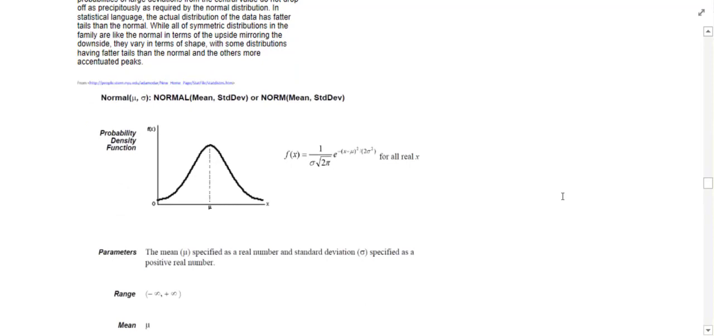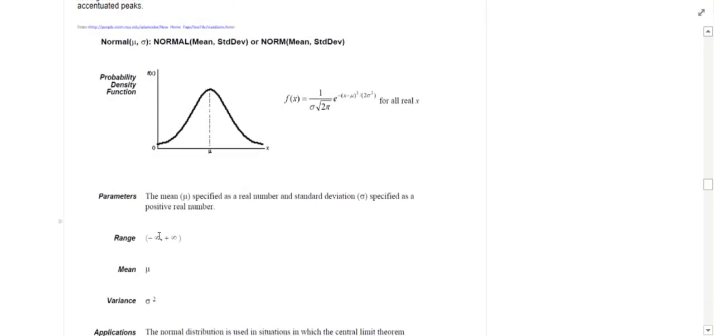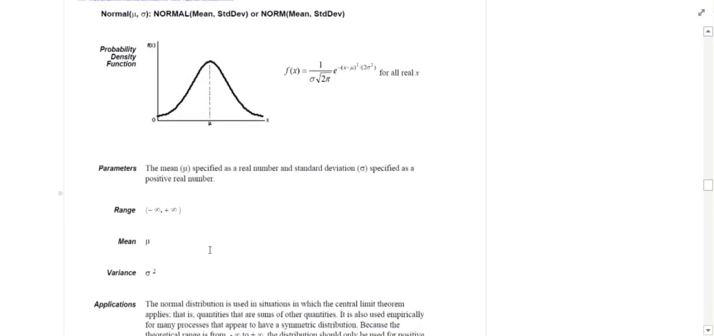So if we go to ARENA nomenclature again, the mean, mu, and standard deviation, sigma, are shown here, and that's really all you need to specify, or to characterize, I should say, a normal distribution. Range is negative infinity to positive infinity. Again, the mean is mu, variance is sigma squared, which is our standard deviation squared. And you can see the formula that drives that over here on the right.